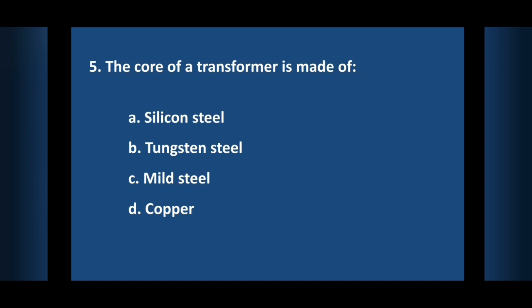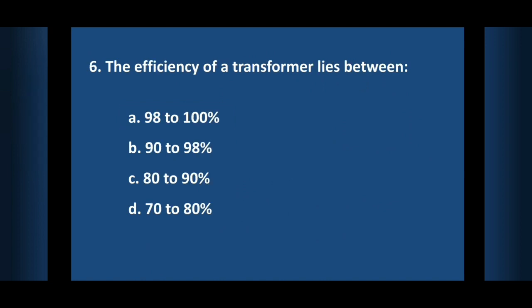Question number 5. The core of a transformer is made of. Answer is option A, silicon steel. Question number 6. The efficiency of a transformer lies between. Answer is option B, 90 to 98%.